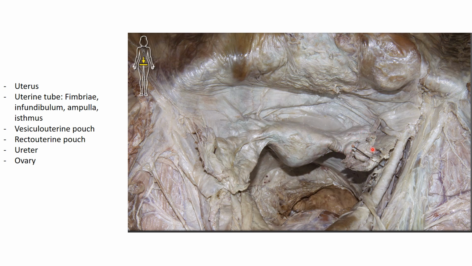Remember, for the fallopian tube, there are different segments. There is the fimbriae, which are little finger-like projections that open up into the infundibulum, then the ampulla, then the isthmus, before it goes into the uterus itself.